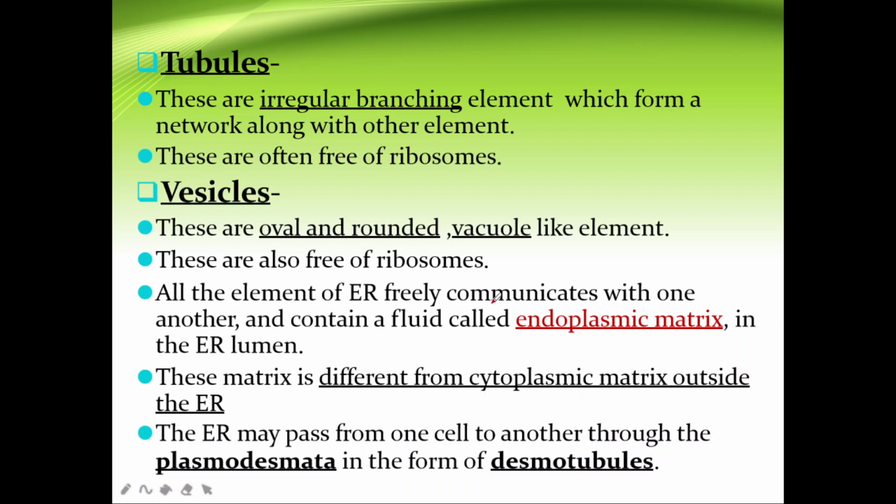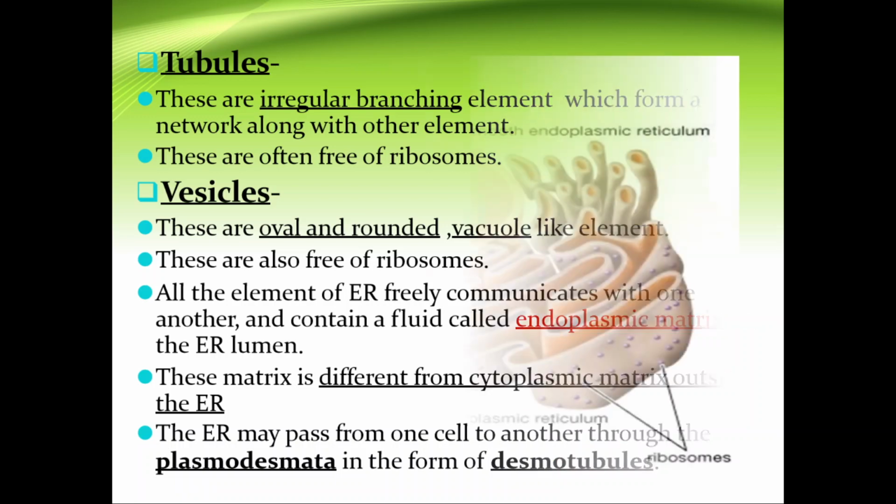All the elements of ER freely communicate with one another and contain a fluid called endoplasmic matrix in the ER lumen. This matrix is different from cytoplasmic matrix outside the ER. The ER may pass from one cell to another through the plasmodesmata in the form of desmotubules.